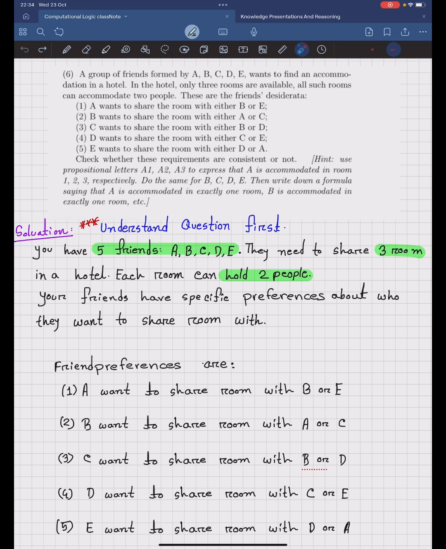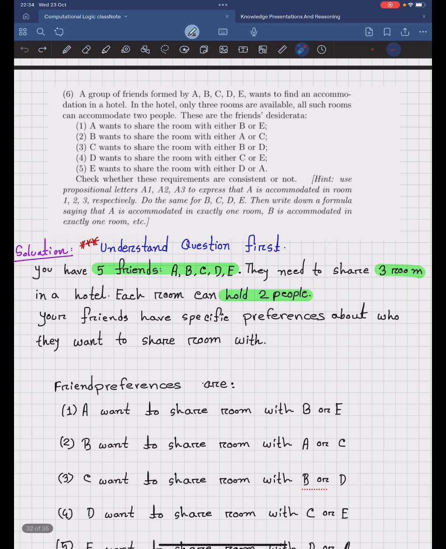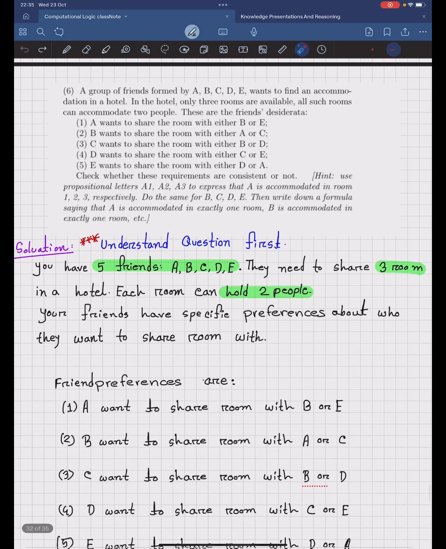Okay, so first, my recommendation for all of you is to understand the question. So now we are trying to understand the question. Here is the question. I made a little recap about the question, so I'm just reading it out. Understand the question first, then go for the solution.